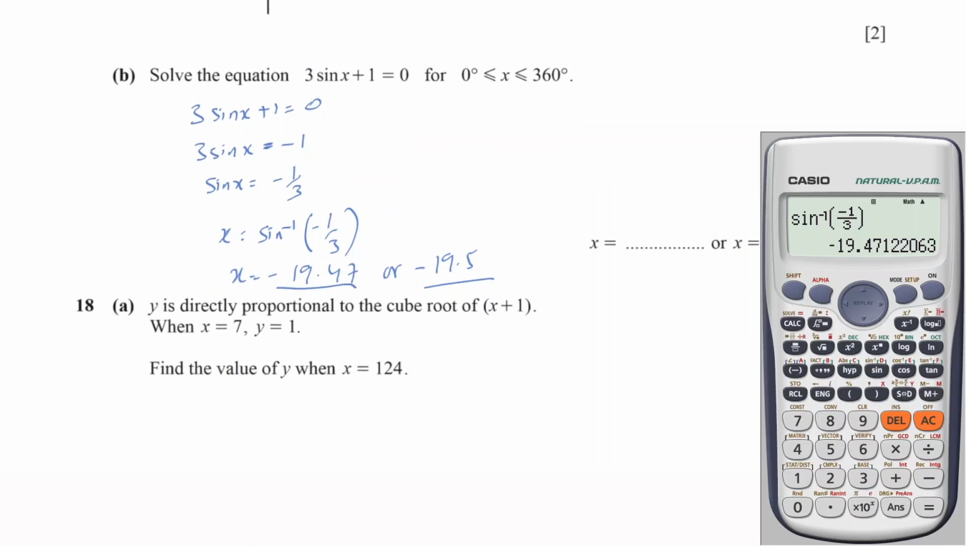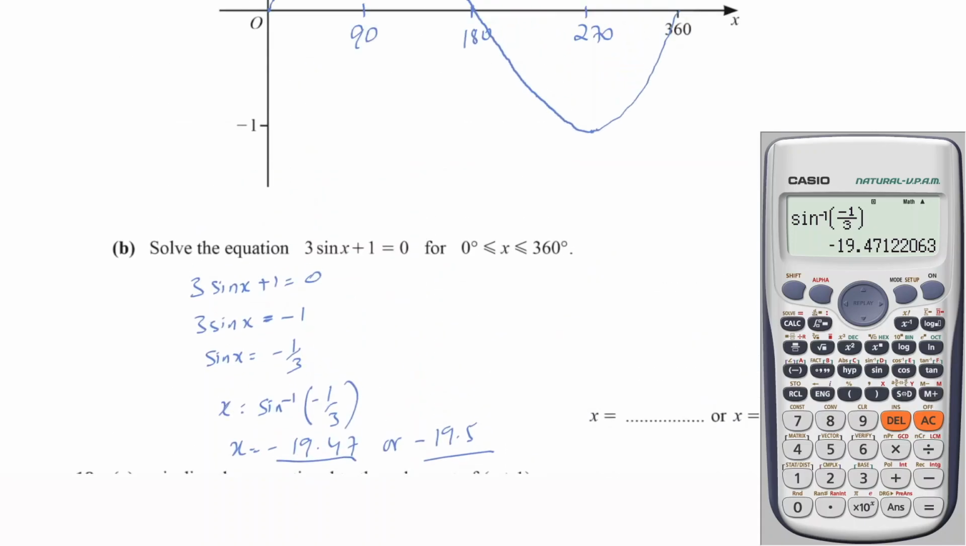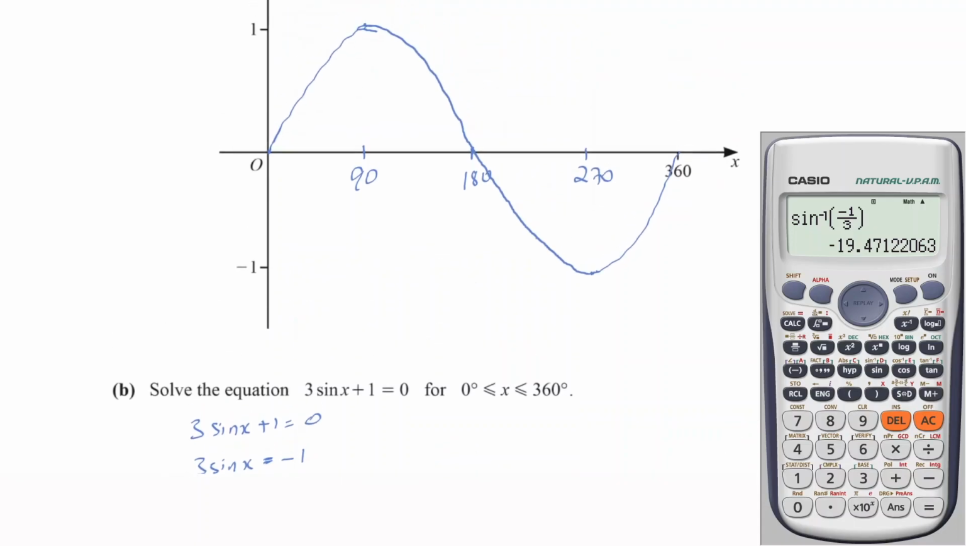So how do we find the values of x now? Using the graph is one of the easiest ways. Let's use a symmetrical way to understand this one. If I try to extend this graph, how does it look? It will go like that. If I extend it, this will be minus 90, right?